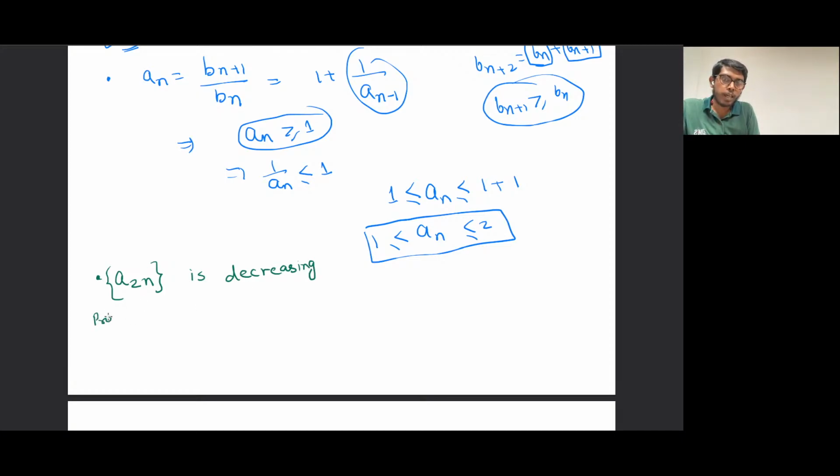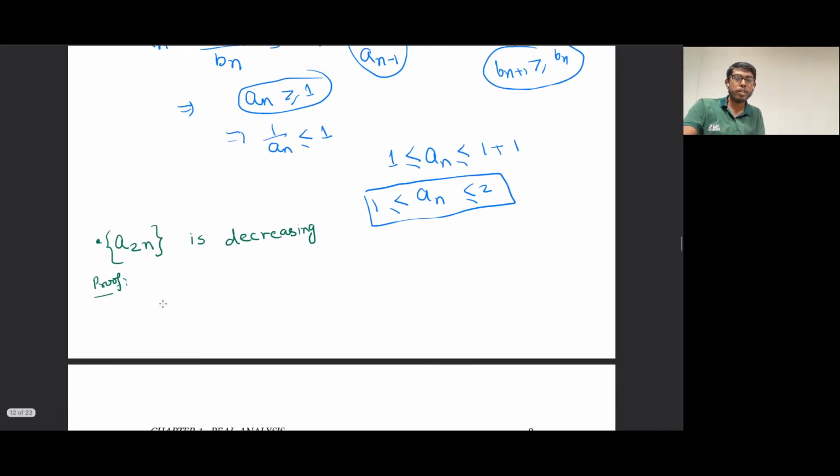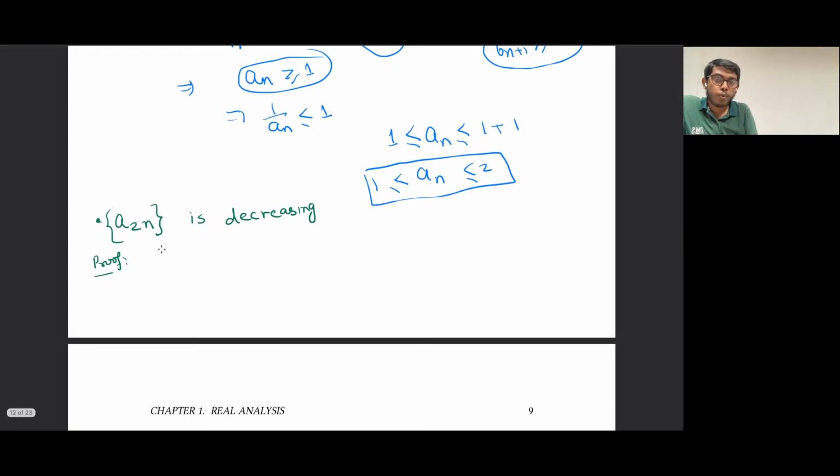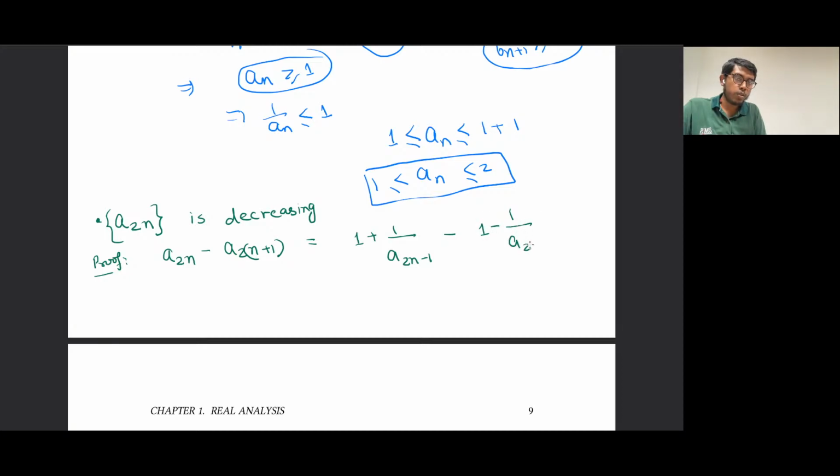Let's quickly prove that. It is not difficult. So a_2n is decreasing. So what I will do, I'll just consider a_2n minus a_2n+2. So let's write a_2n. What is a_2n? From this, it's 1 plus 1 by a_2n-1. And this thing is minus 1 plus 1 by a_2n+1, because this is a_2n+2, we have to subtract 1.